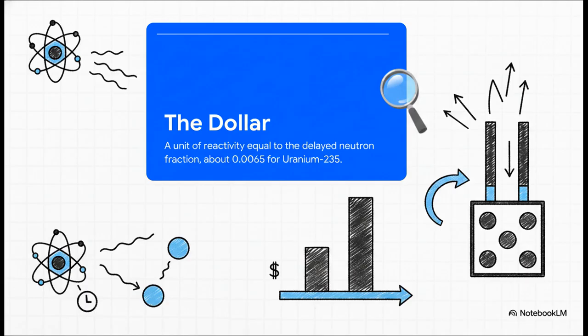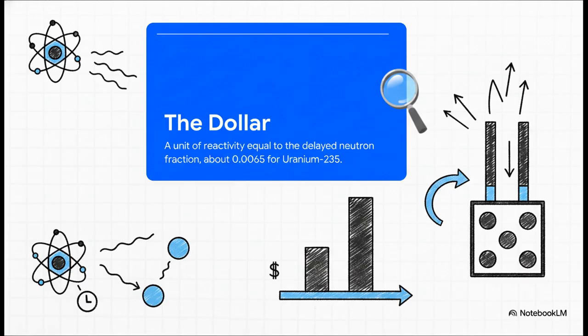When a uranium atom splits, almost all the neutrons blast out instantly. But a tiny, tiny fraction, about 0.65%, are actually delayed by a few seconds, or even minutes. And honestly, thank goodness for that, because that tiny fraction is the only reason nuclear power is even possible.